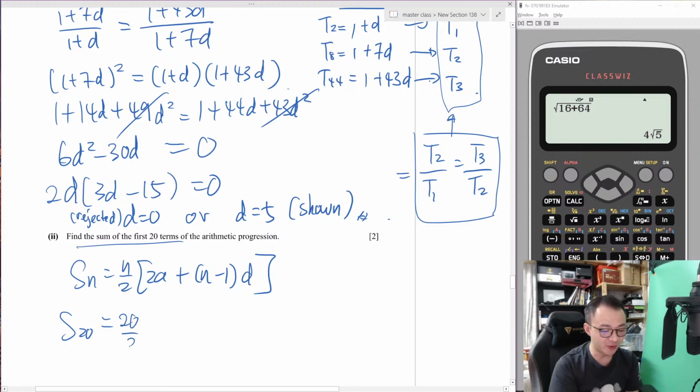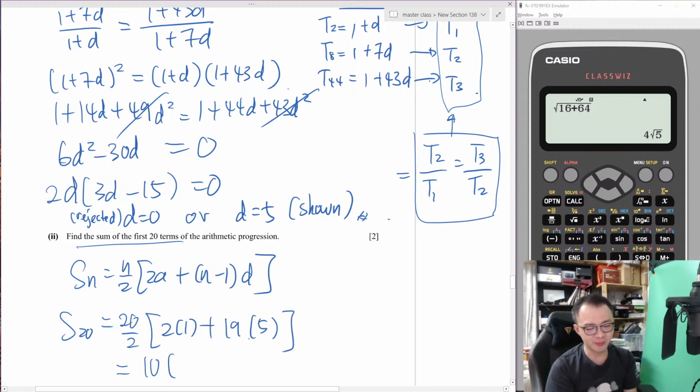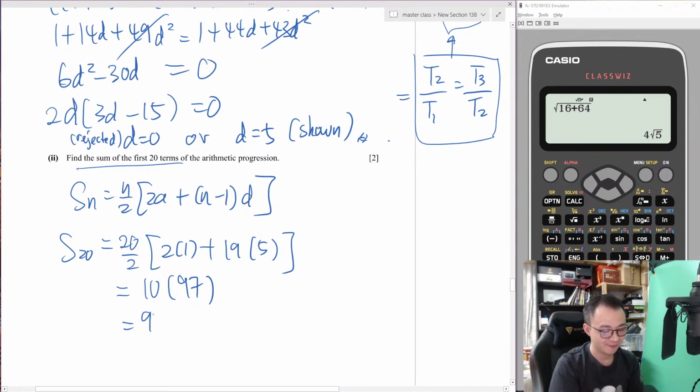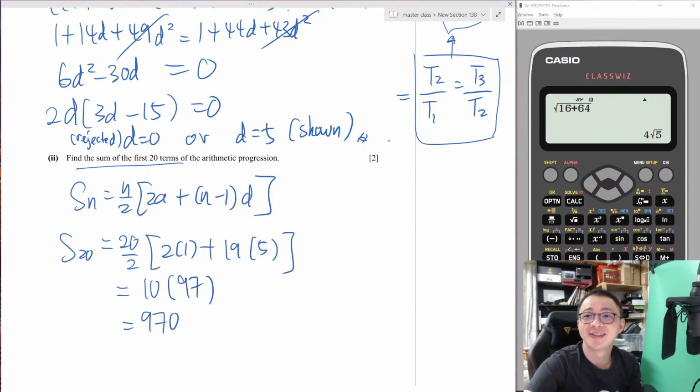Alright, this is 20 over 2. This is 2 times 1 plus 19d. Okay, so this is 10. And this is 2 plus... what is that? 95, 97. Okay, so we get 970. But sometimes don't trust our brain so much, try to use the calculator whenever it is possible, just to avoid making some carry mistakes, okay?